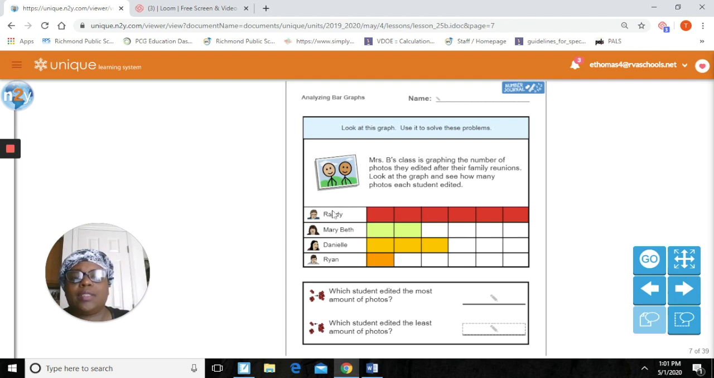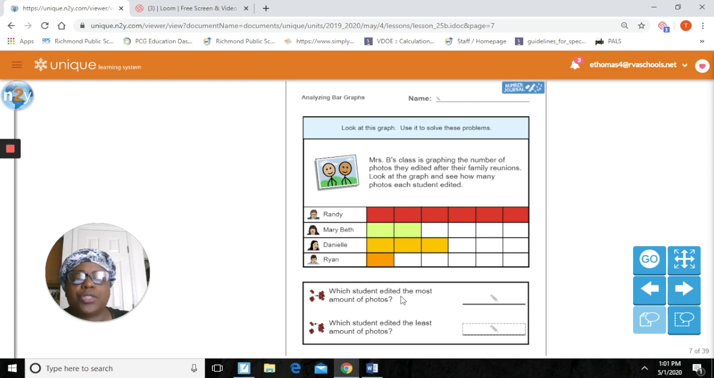We have some names going down the side, and beside each name we have colored tiles. Okay, let's see how many tiles are next to Randy's name. Count with me. 1, 2, 3, 4, 5, 6. How many colored tiles are next to Mary Beth? 1, 2. How many colored tiles are next to Danielle? 1, 2, 3. And how many colored tiles are next to Ryan? 1. So let's begin by answering our first question.